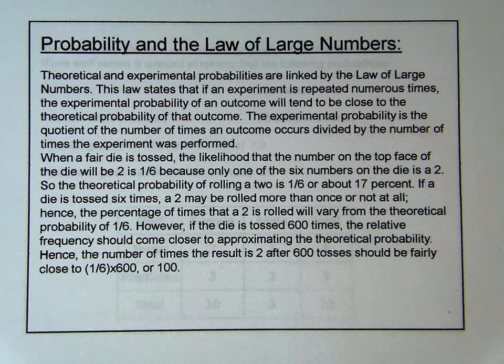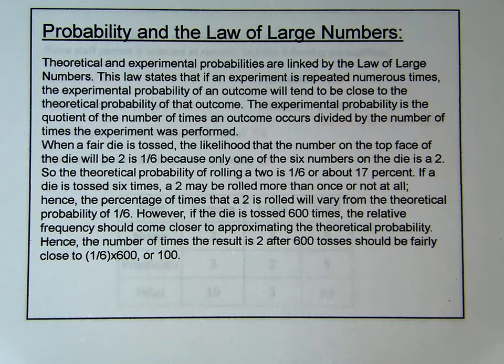The experimental probability is the quotient of the number of times an outcome occurs divided by the number of times the experiment was performed. When a fair die is tossed, the likelihood that the number on the top face of the die will be 2 is 1 out of 6, because only one of the 6 numbers on the die is a 2. So the theoretical probability of rolling a 2 is 1 out of 6, or about 17%. If a die is tossed 6 times, a 2 may be rolled more than once or not at all. Hence, the percentage of times that a 2 is rolled will vary from the theoretical probability of 1 out of 6.